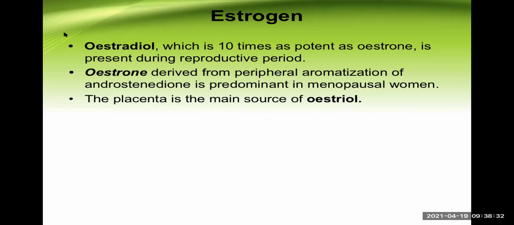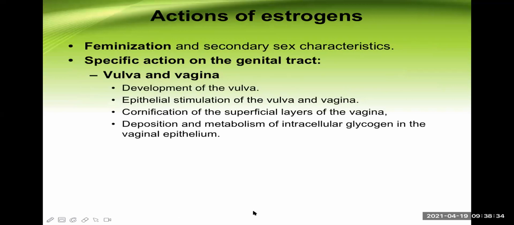Let's move on. Now let's talk about what are the actions of estrogen here. The most important action is feminization and development of secondary sexual characteristics. Feminization means the female body looks like female body because of the effect of estrogen. This is a very important action. That's why estrogen is also known as female hormone. And development of secondary sexual characteristics is also done by estrogen.